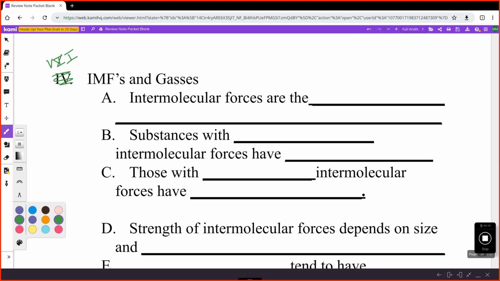The next one here is going to be intermolecular forces and gases. Now, sometimes these are split up into different units, but they are so closely attached that we might as well use them together. So let's start with intermolecular forces, or IMFs. And what they are: the attractive forces between molecules.